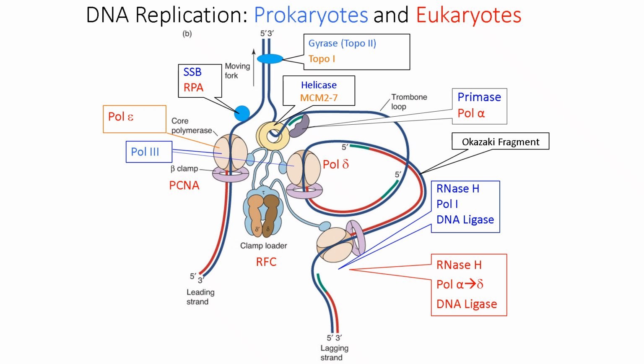Their replication is divided among DNA polymerases alpha, delta, and epsilon, with support from accessory proteins like PCNA, RFC, and RPA. Eukaryotes also must replicate through chromatin and preserve telomeres using telomerase. Together, these differences underscore the complexity and regulatory sophistication of eukaryotic DNA replication.